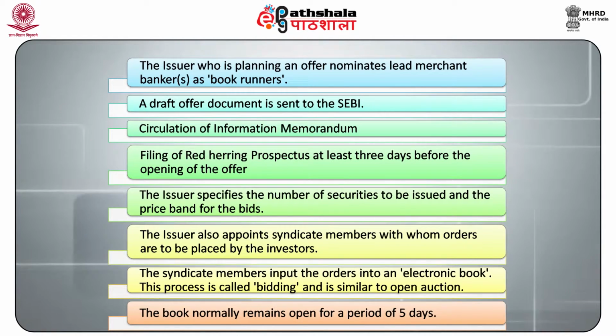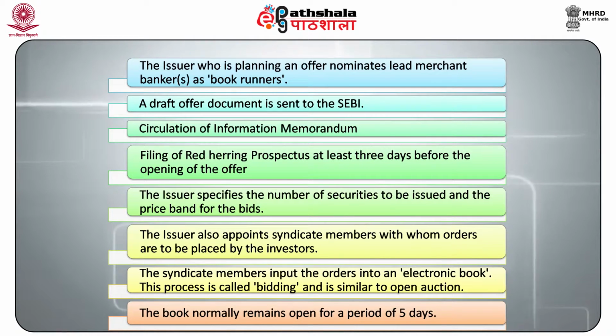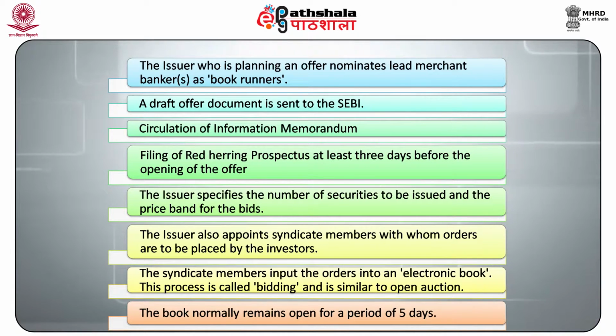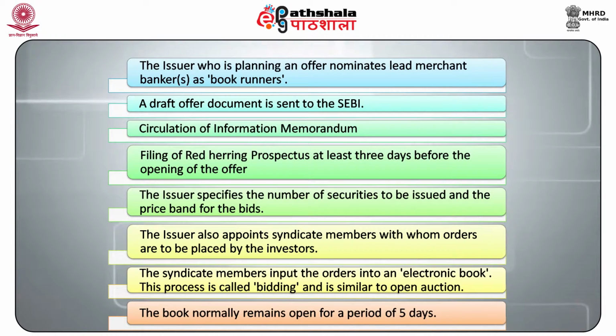The issuer specifies the number of securities to be issued and the price band for the bids. The issuer also appoints syndicate members with whom orders are to be placed by the investors. The syndicate members input the orders into an electronic book. This process is called bidding and is similar to open auction.